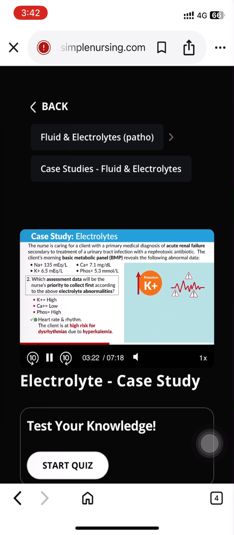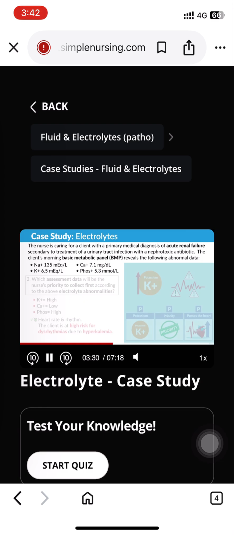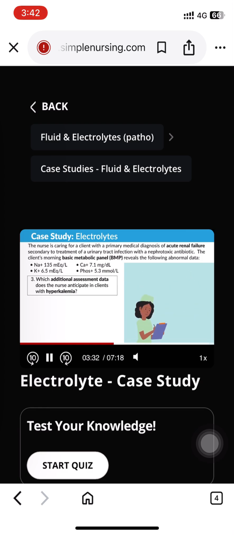So once again, just remember the 3 P's of potassium. This is high potassium, which means high pumps of the heart. Now moving on to question 3. Which additional assessment data does the nurse anticipate in the client with hyperkalemia? So once again, pause the screen and try your best to answer this question.